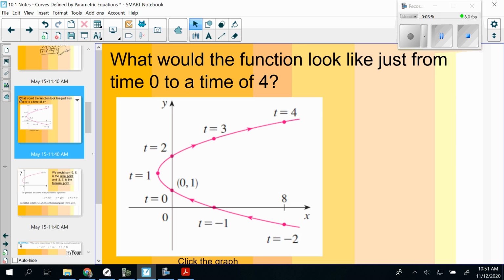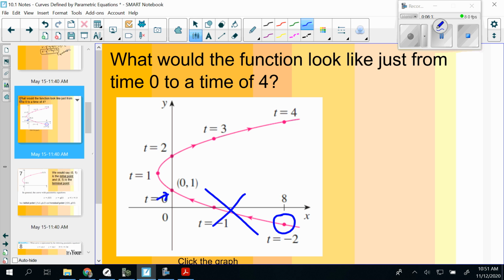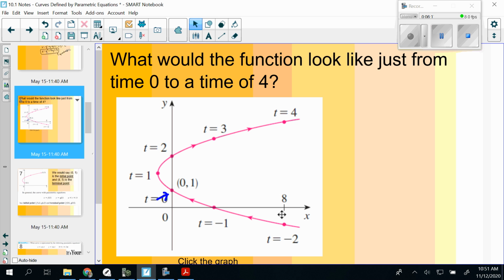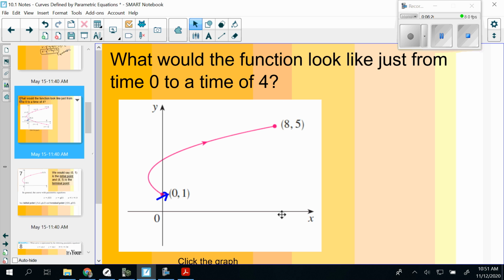All right, what would the function look like if we took a look at the graph just from a time of 0 to a time of 4? So instead of starting at -2, which we started at here, what if we just started here? Well, that would kind of just wipe out this part, because we won't be finding that anymore. And the graph would then look like this. So now our starting point is (0, 1), and we're ending up there. It still has a direction to it. We'd still be moving in the same direction that we started with. It's just the graph is not going to be as big as it was before.